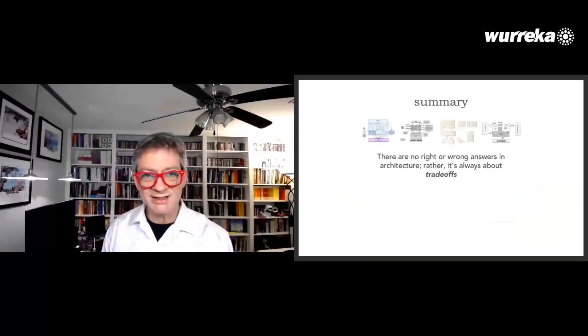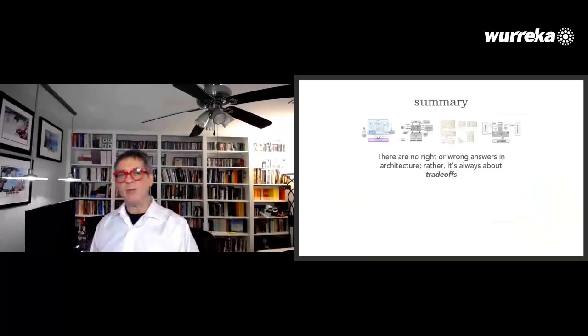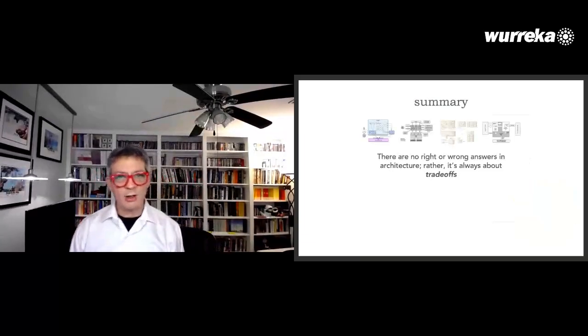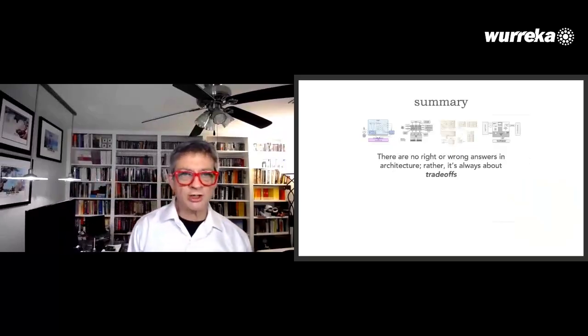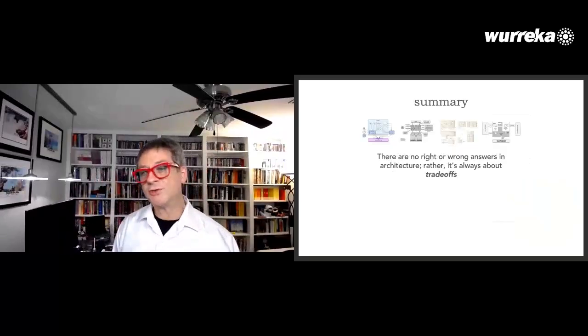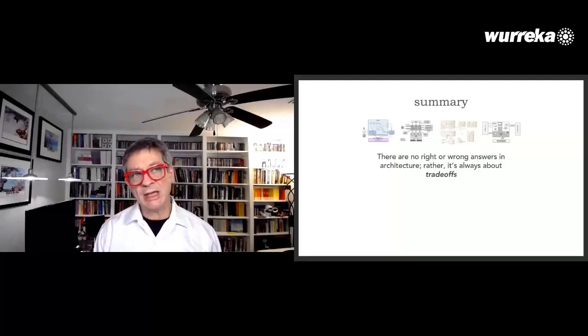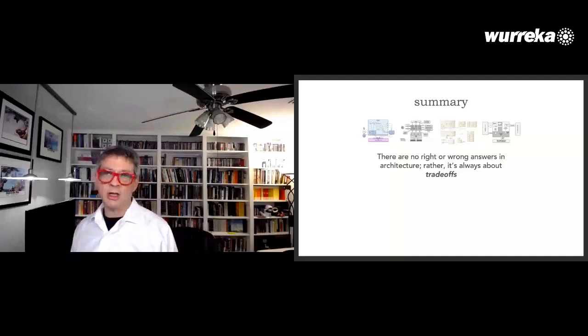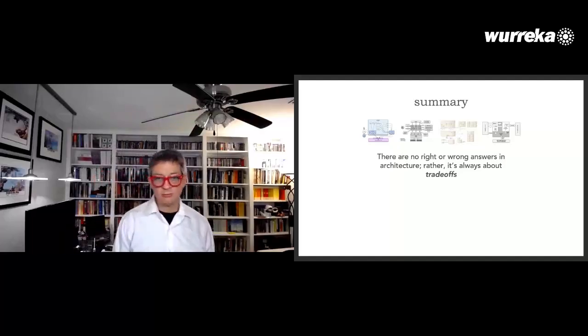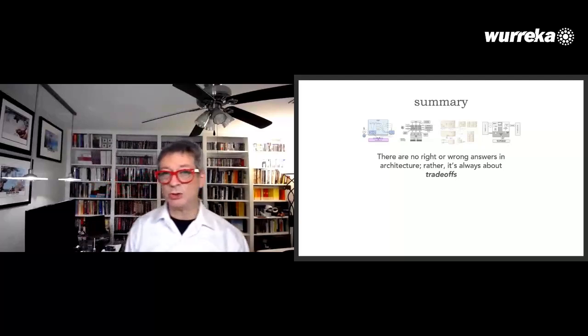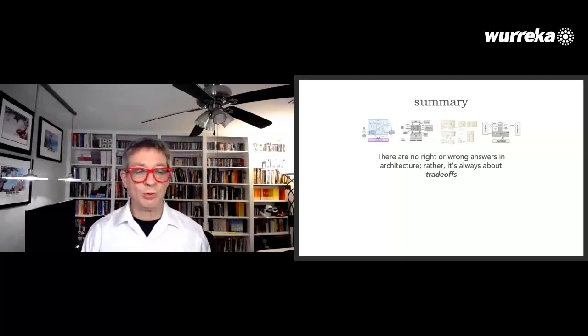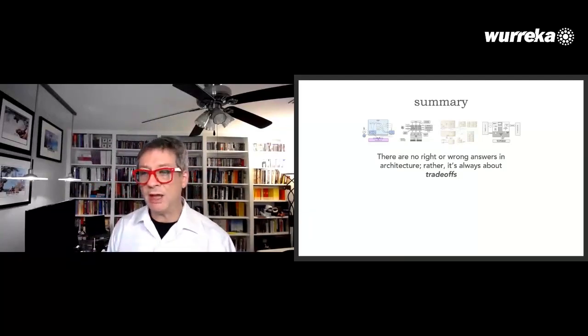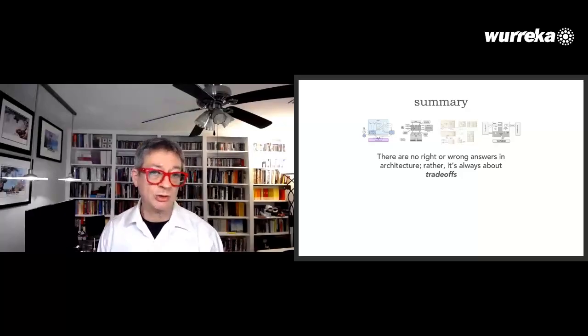All right, so I'm just about out of time. So to summarize, I mentioned this before, there are no right or wrong answers in architecture. Rather, it's always about trade-offs. I showed you a solution for going, gone. Is that the correct solution? I don't know. It's a solution. But there are lots of different ways you could solve this problem and probably build a better solution than the one that we created here.